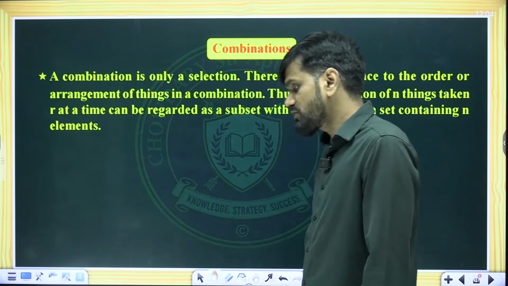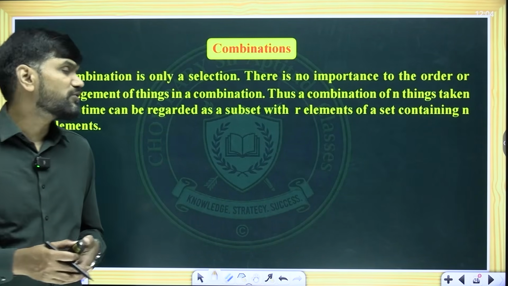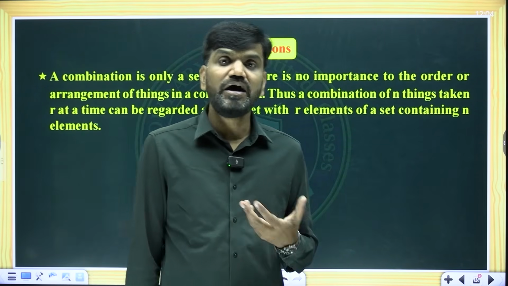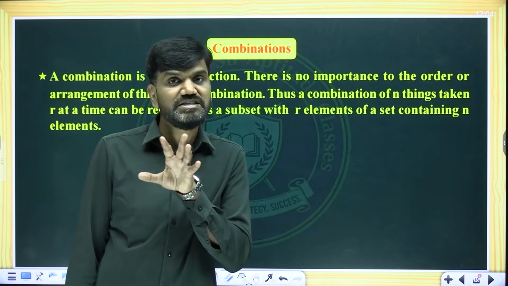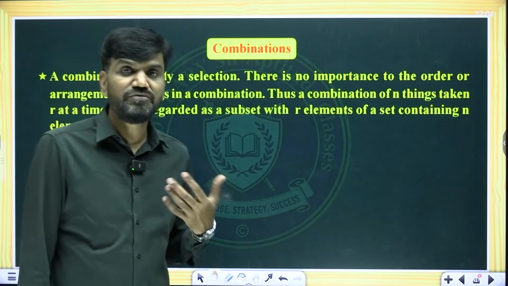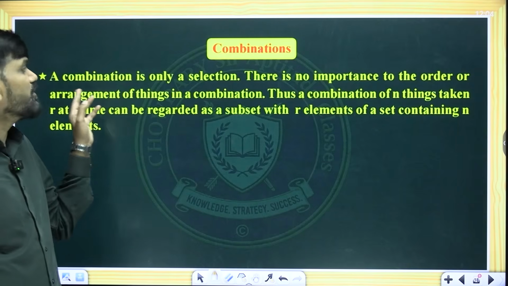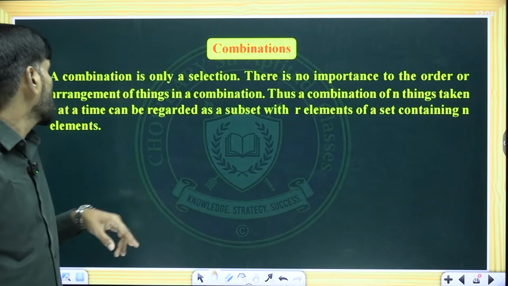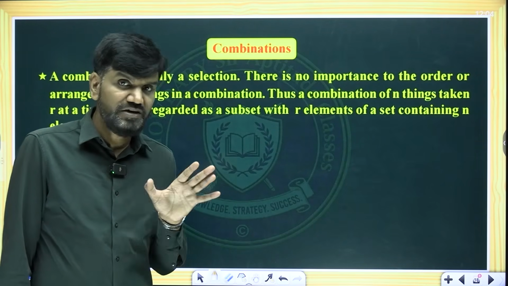Next, the concept of combinations. So, what is a combination? Combination is just a selection. That's all. Out of n distinct objects, similar or dissimilar objects that are available, if you are choosing r objects, just selecting r objects is called a combination. Selecting some or all of the objects that are available is called a combination. So, a combination is only a selection. There is no importance to the order or arrangement of things in a combination. So, in combinations, order is not important.